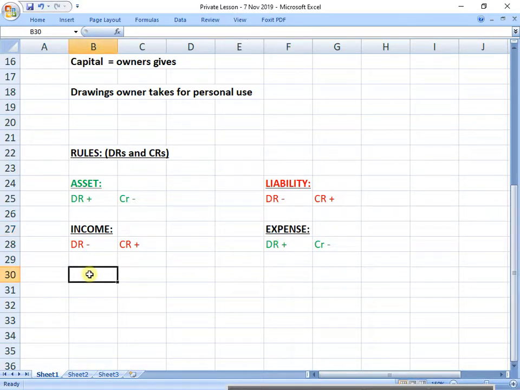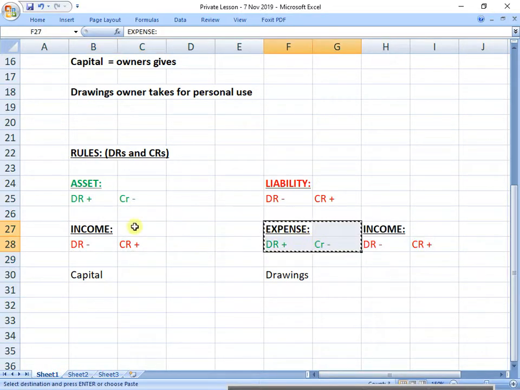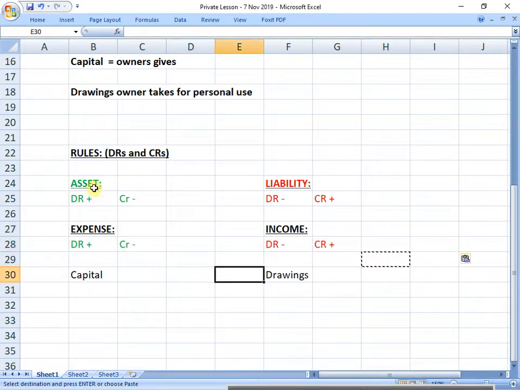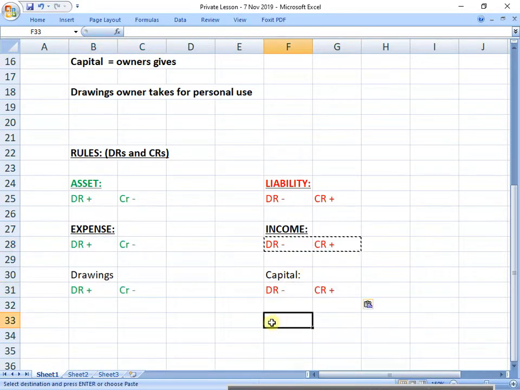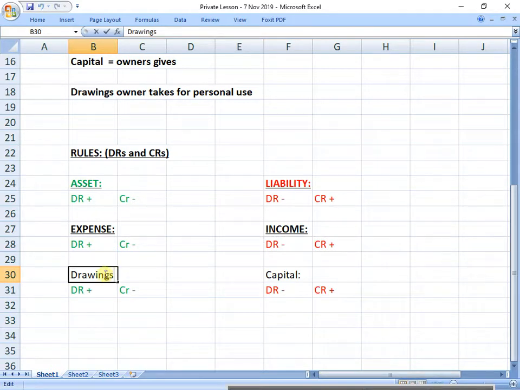Okay, then you've got two more, capital and drawings. I actually want to swap these around, because you'll see these ones all have debit plus and these all have credit plus, capital. So you've got this one for that one, and this one for that one. Okay, and those are the rules. You've got drawings, you've got capital, and that's the rule that I have to apply.